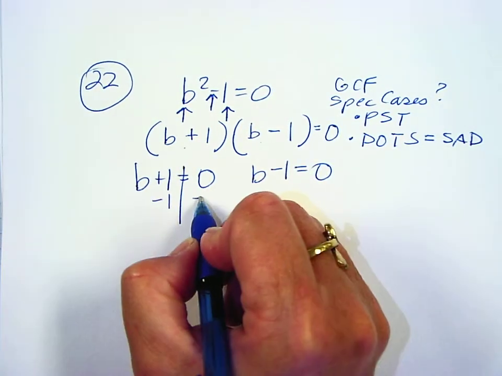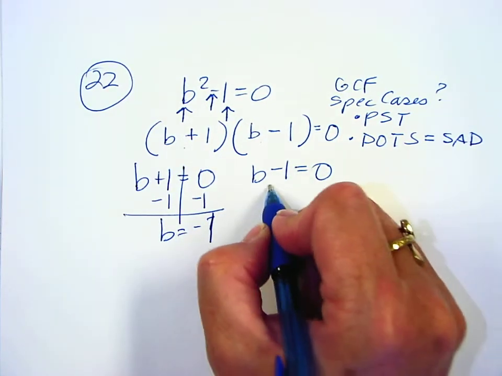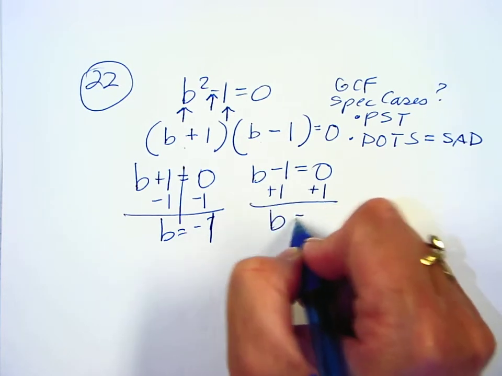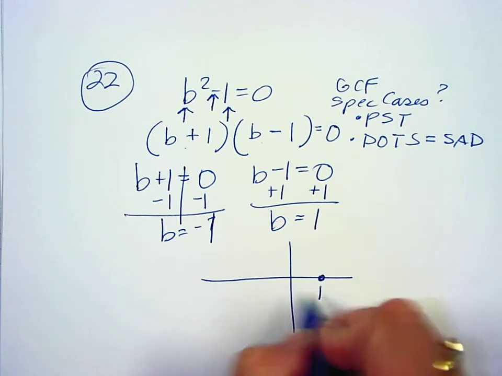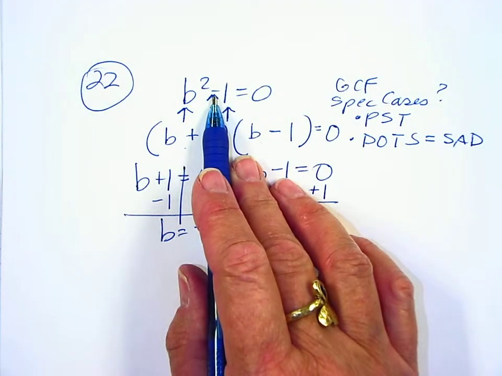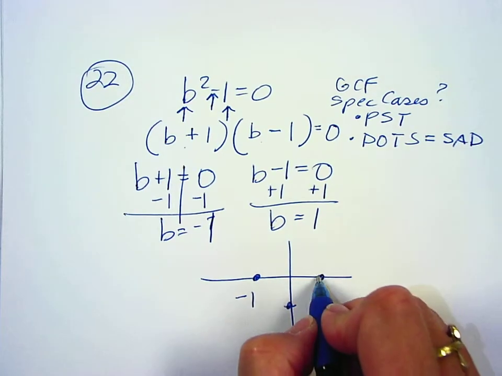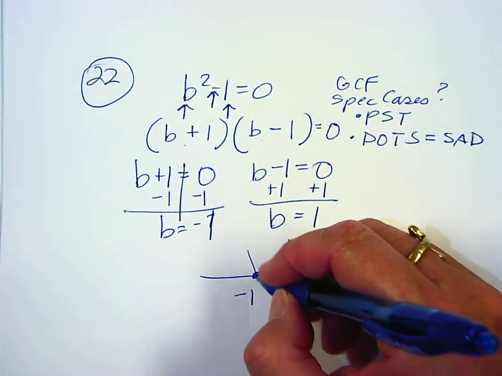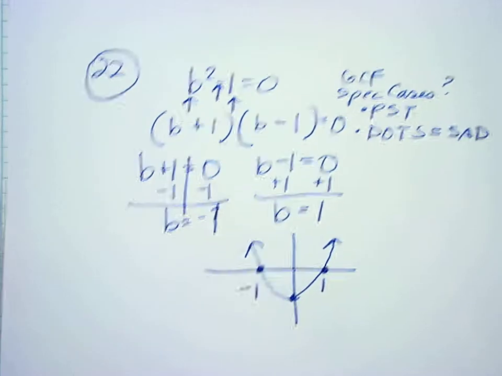I'm going to isolate my variable. b equals -1, b equals 1. So if I graph this parabola, this would be one root, this would be another root. -1, that's my c value, so that's actually my y-intercept, and it's my vertex because it's exactly halfway between these two. So I guess my parabola is going to look something like that. Sweet.